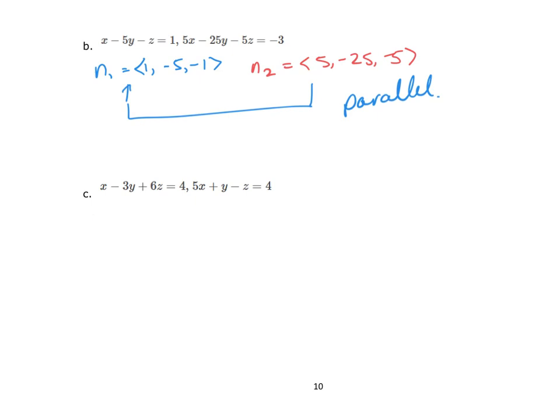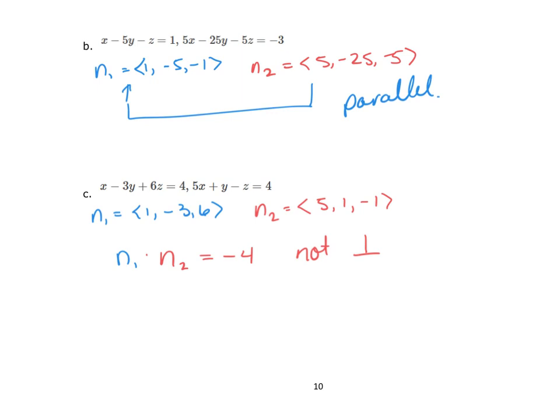Once again, I'm going to look at my normal vector, which is 1, -3, and 6. My other normal vector is 5, 1, and -1. I can tell you that these are linearly independent. There's no way I can get from one to the other, and you can check it yourself. Since I can't get from one to the other, that means that they are not parallel. So we're going to check to see if they're perpendicular. I'm going to do the dot product, and I actually get -4. So they're not perpendicular.